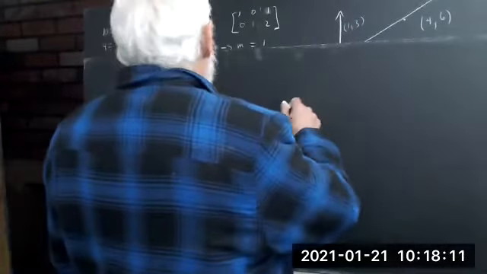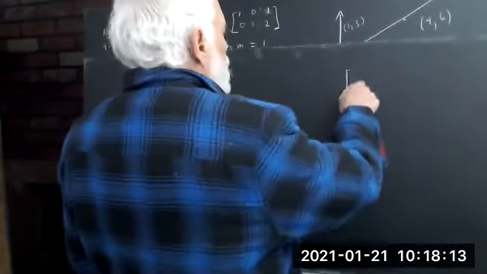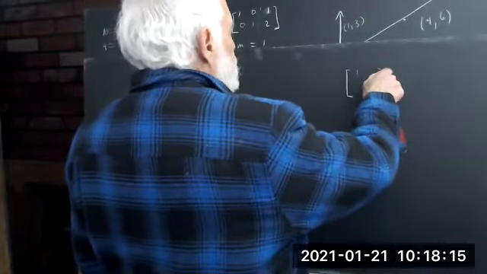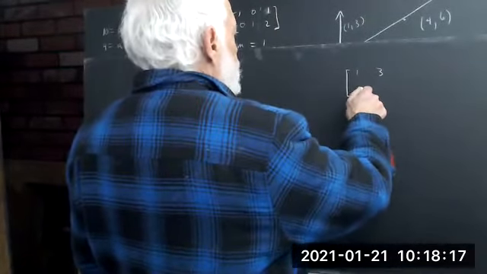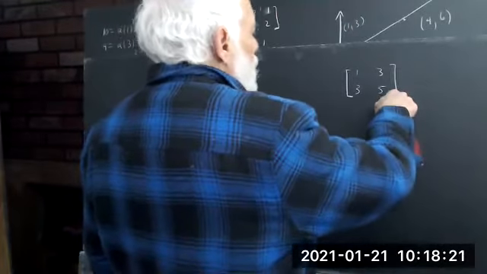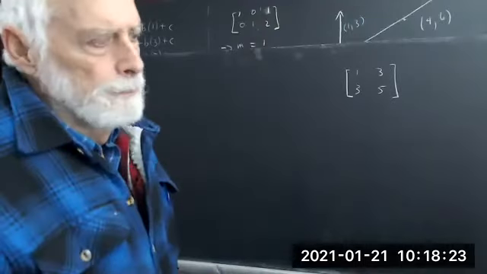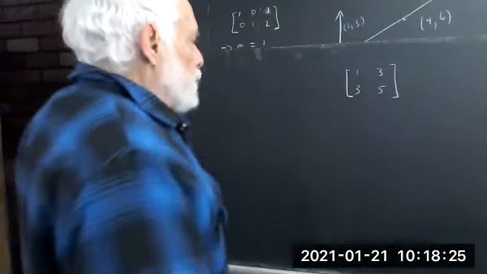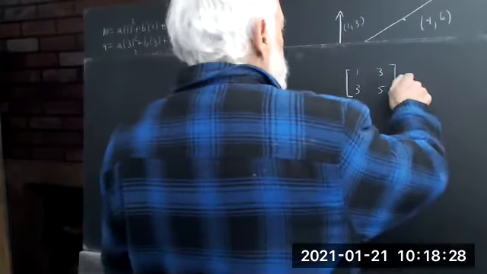So let's just take the matrix 1, 3, 3, 5, and see what it means to multiply this matrix by itself.